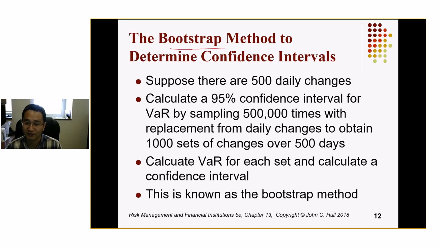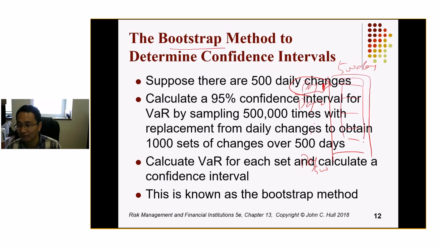A bootstrapping method is just using computers. We have 500 days. This is day 1, day 2, up to day 500. This is a history we know. Bootstrapping says, I want to simulate a new day 1. How can I do it? I just randomly draw one from the many items here and give it to day 1.